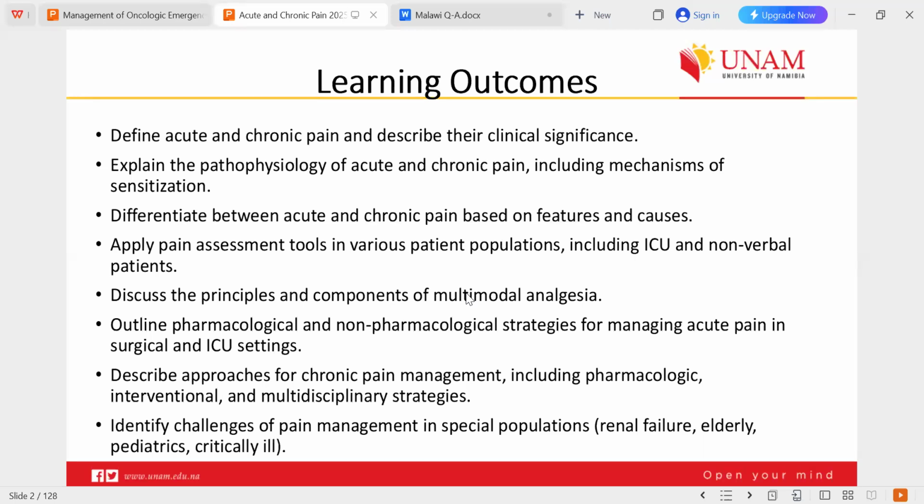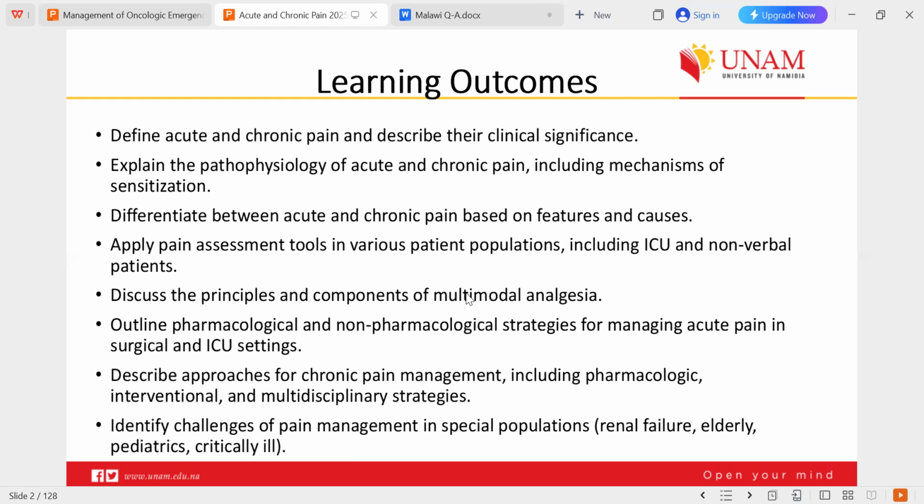All right, so this will be our learning outcomes. The title is Pain, Acute and Chronic. At the end of the discussion, I expect all of us to be able to define acute and chronic pain and describe their clinical significance, to be able to explain the pathophysiology of acute and chronic pain, including mechanisms of sensitization, differentiate between acute and chronic pain, and apply different pain assessment tools in various patient populations, including ICU patients.